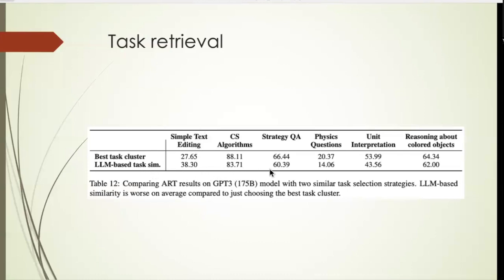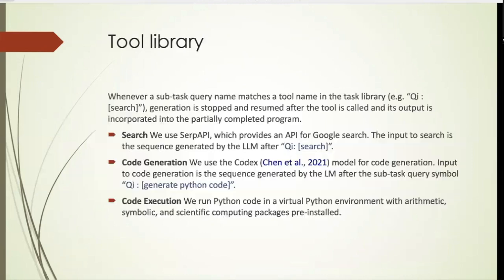Except for this simple one, the rest of the performance is kind of lower than if you just focus on using one task cluster, using the examples from one task cluster as your in-context examples for these questions. So the task library is all about how we can identify relevant demonstrations as the in-context examples to the LM for the new task.